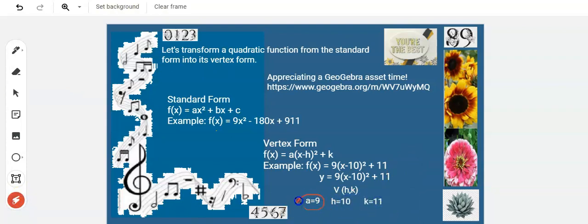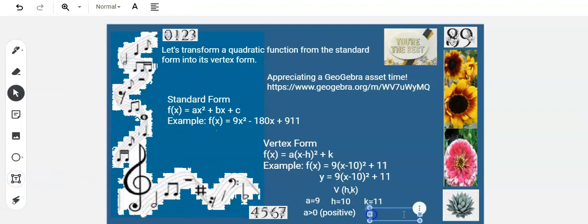So, a na ta, positive 9, right? So, a is greater than 0. Or, it is a positive number. Right? So, what are we gonna expect for the parabola as our graph? Yes, the parabola will open upward. Okay, and then sa ating vertex, ang h nato kay 10 ug ang k kay 11. So, ang ating vertex ay (10, 11).